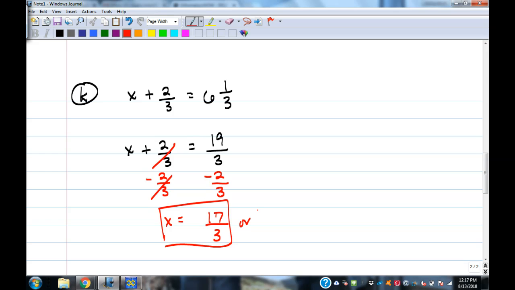What would it be as a mixed number? 5 2/3. Do not, never ever, do not ever convert that into a decimal.